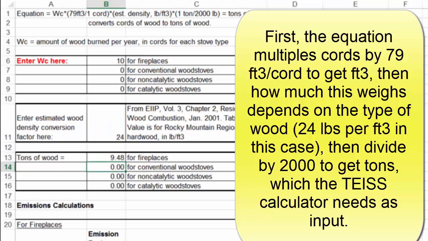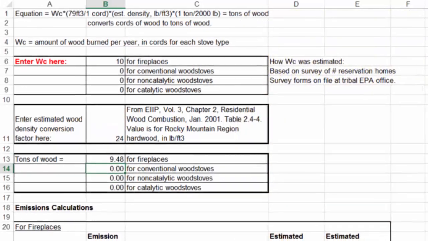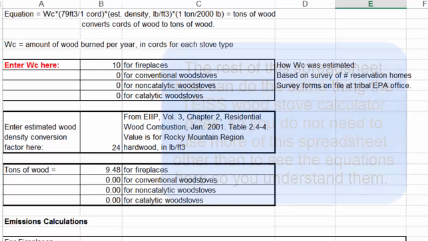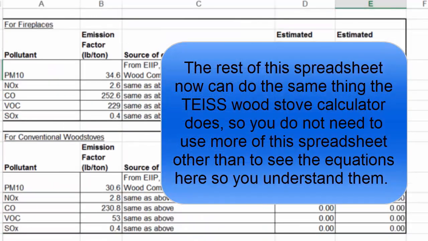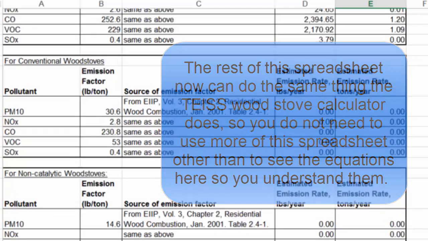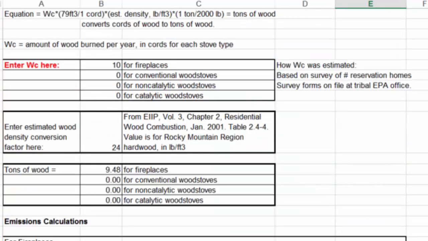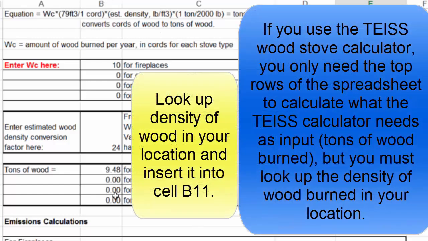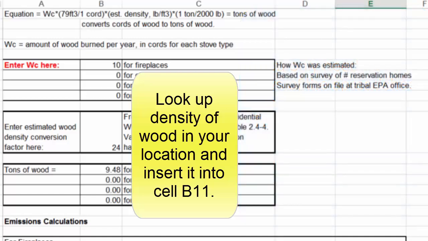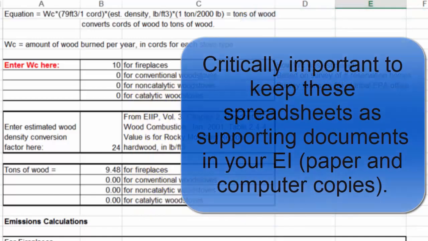And you'll also see that it calculates the emissions in here, but since you guys are mostly using TEISS to calculate your emissions, you wouldn't need to do that because TEISS does that for you. So you would just need this top part for your spreadsheet. And this would be good to keep on file and make a printout of it to keep in your files and also keep it in your electronic files.